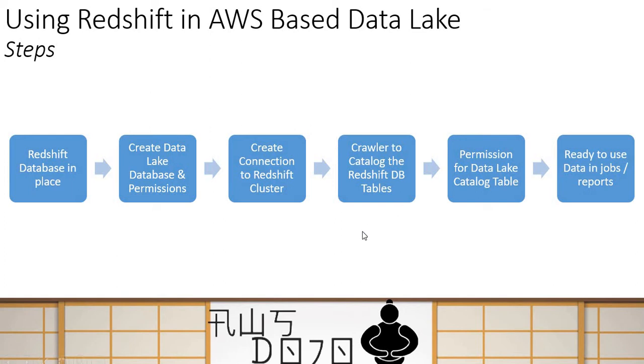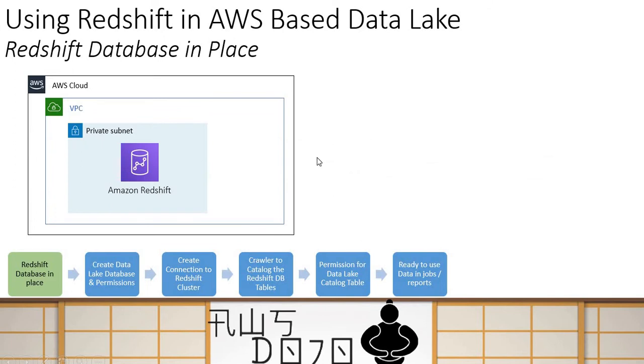So moving on to step number 1: Redshift in place. If you're launching a Redshift cluster, you will launch it inside a VPC in a private subnet. Generally you don't want your data warehouse to be publicly accessible, so you keep it in a private subnet. But in this case, our Glue needs to have access to the Redshift, and for that purpose, we need to do certain configuration.